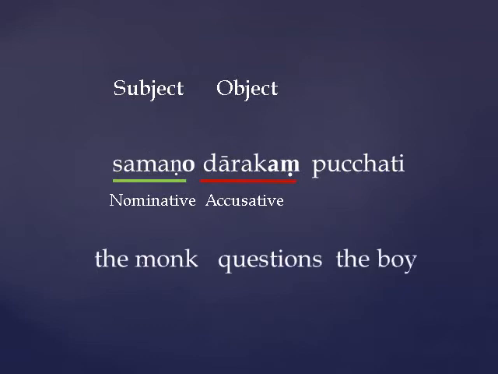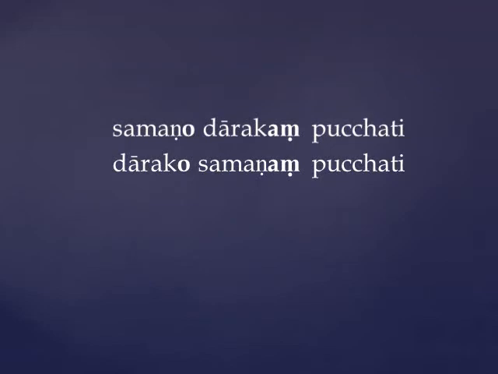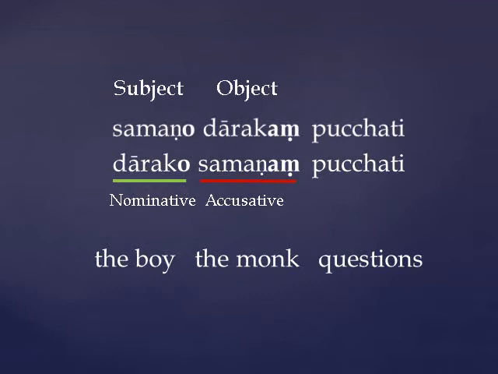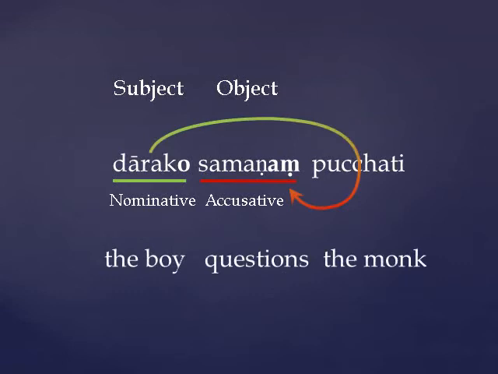And it doesn't matter how we arrange the words, the cases will always indicate which is the subject and which is the object. So what if we want to change our sentence around? Darako samanang puchati. If we translate this literally, we still have the boy, the monk, questions. But notice how darako now ends in o, taking the nominative, and samanang now ends in ang, taking the accusative. So we now know the boy is the subject, and the monk is the object. So it is the boy who is questioning the monk.